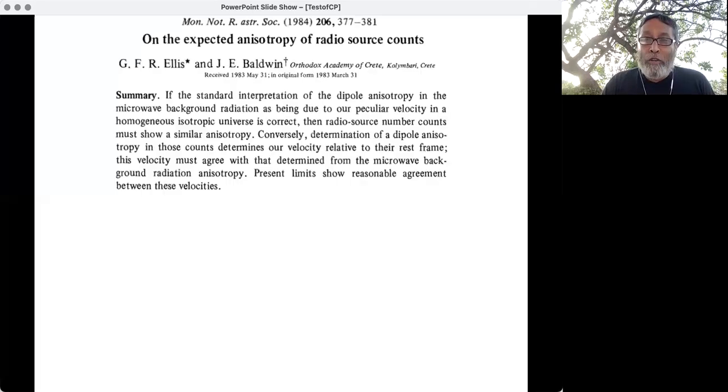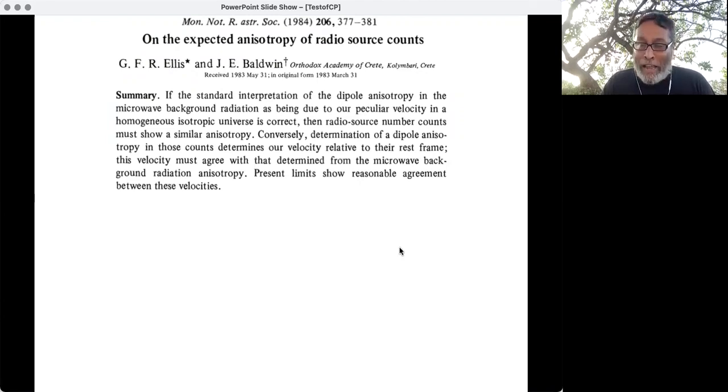You must point out, for the benefit of the Greeks in this audience, that this was actually calculated at the Orthodox Academy of Crete, where George Ellis tells me that in 1983 there was a cosmology conference, and that's where he met John Baldwin and worked this out.